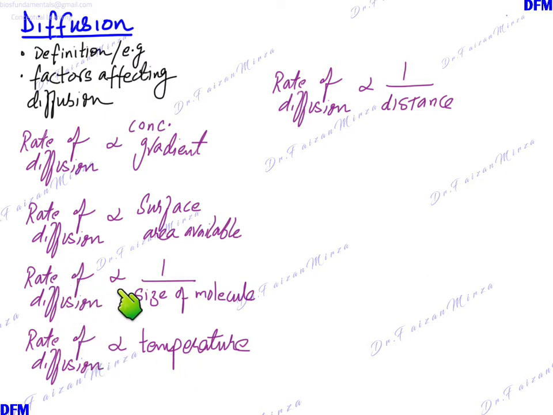The rate of diffusion is inversely proportional to the size of molecules. So the larger the molecule, the slower the diffusion will be. The rate of diffusion is also inversely proportional to the distance across which the diffusion has to occur. So the shorter the distance, the faster the diffusion would be, and so on and so forth.